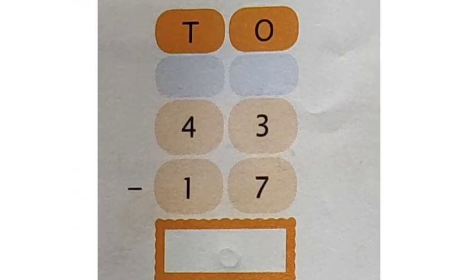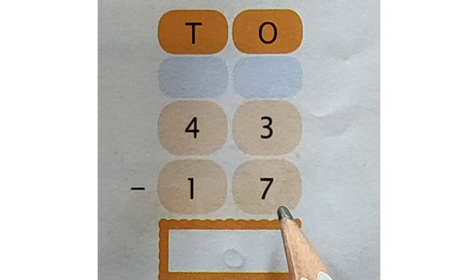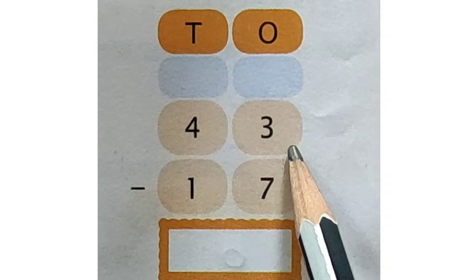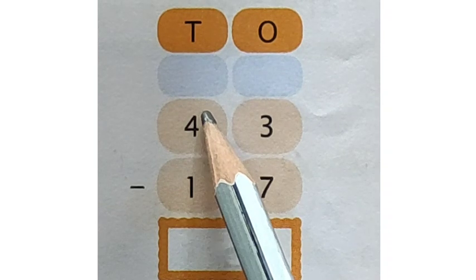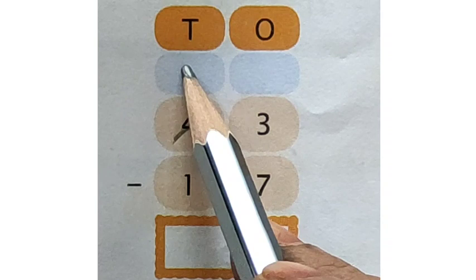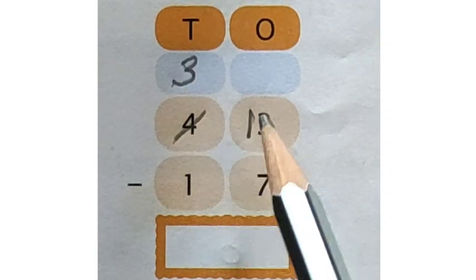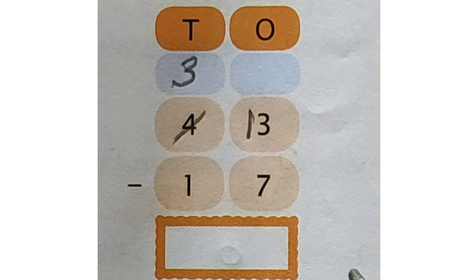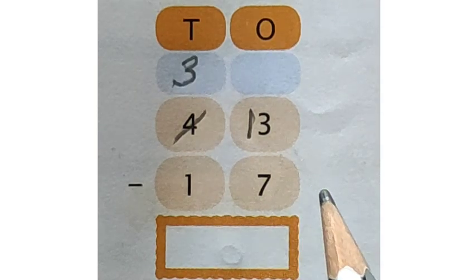Now, let's move on to the second question, 43 minus 17. From 3 ones, we cannot subtract 7 ones. 3 is a small number compared to 7. So, you have to borrow from the tens place. From 4 tens, if we take away 1 ten, 3 tens remain. Again here, write down 1. So, 10 plus 3 is 13. Now, from 13 ones, we can subtract 7 ones.